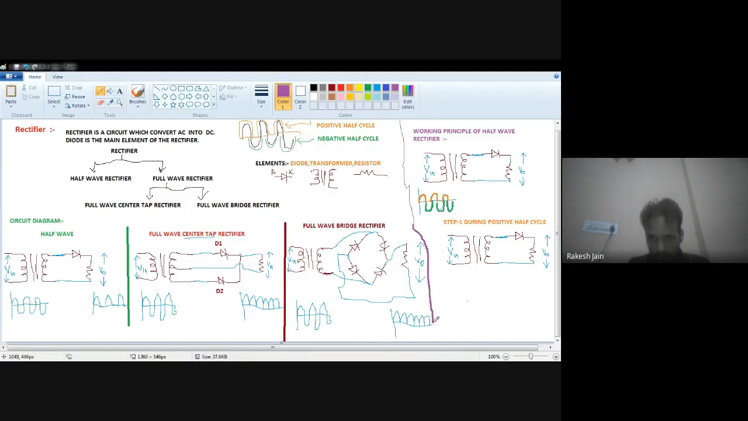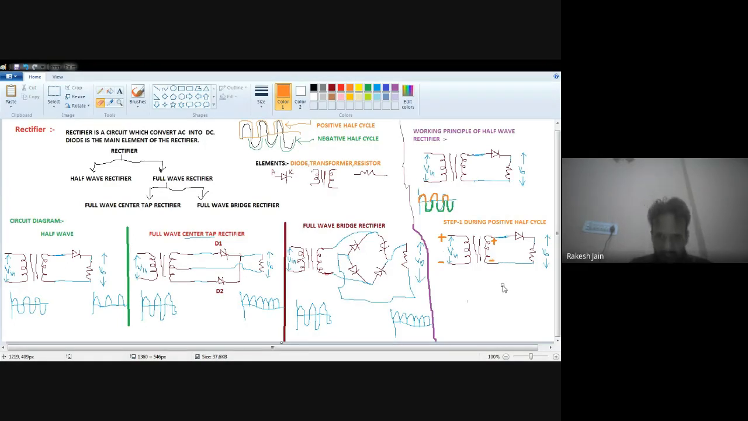Now see, what will happen during the time of positive half cycle? How to show the positive half cycle? With the orange color I am showing you. During the positive half cycle, the upper side is positive and the lower side is negative. Similarly, at the output of the transformer, the upper side is positive and the lower side is negative. This one is known as the positive half cycle. In the waveforms, I showed you with orange color where the positive half cycle is, and in the circuit, by marking positive and negative with orange color, I showed you that this is the positive half cycle.